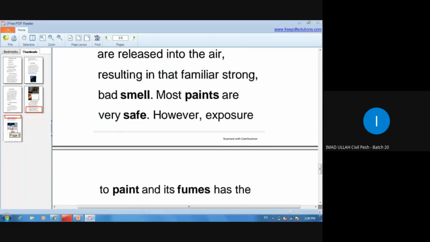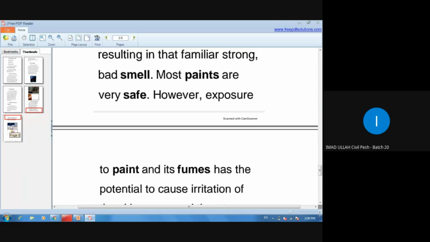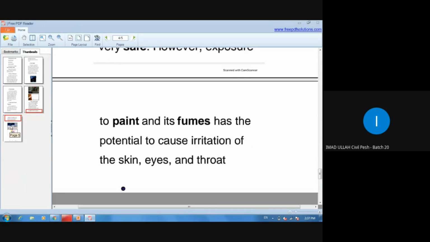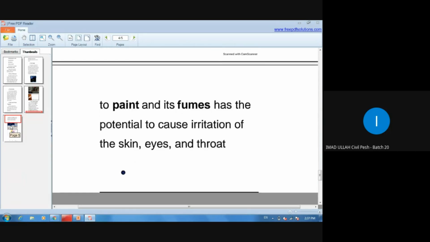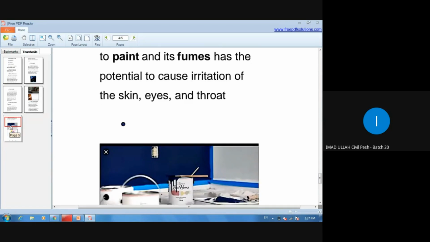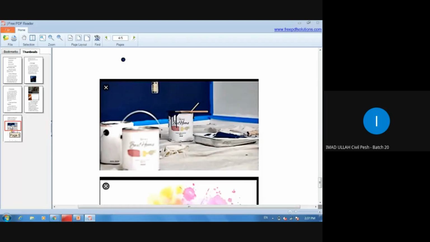Most paints are very safe, however exposure to paint, its fumes and its evaporating chemicals has the potential to cause irritation of the skin, eyes and throat. In the given example, we see that the blue color wall of the painted room, for 1 to 3 hours we cannot easily inhale in this room.